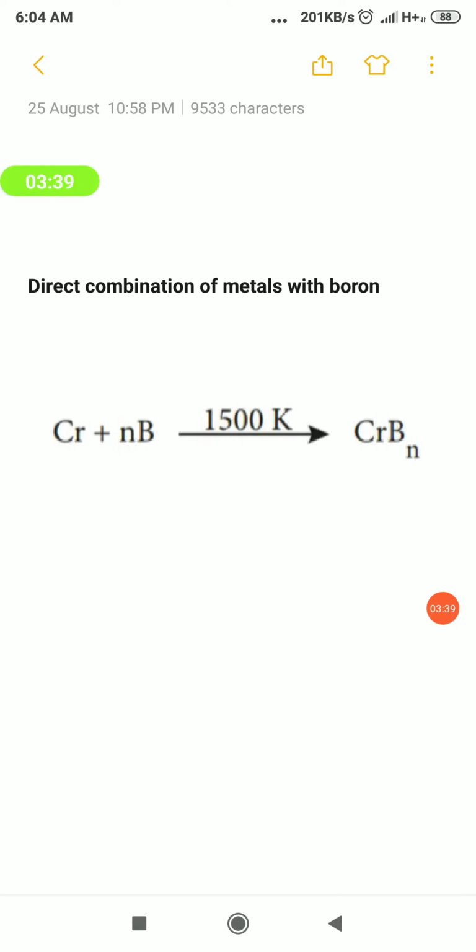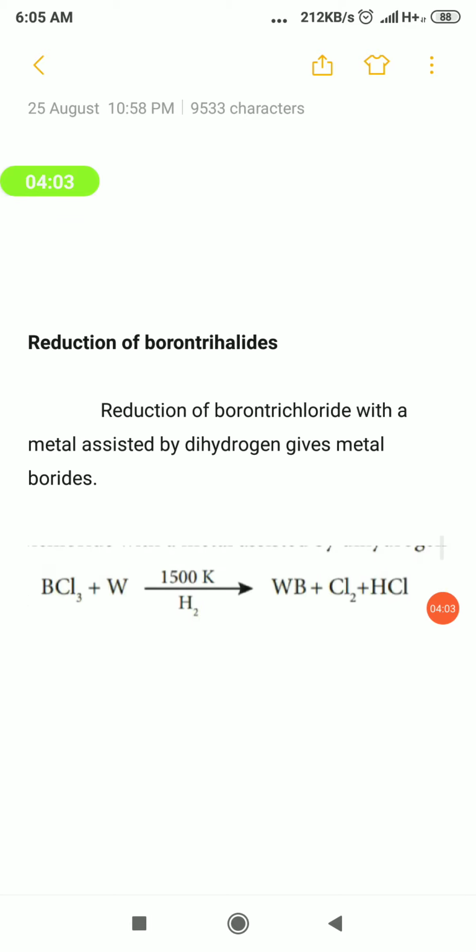An example is given: combination of chromium metal with boron. Chromium is a metal. When it combines with boron at a higher temperature, around 1500 Kelvin, we get chromium boride, CrB. So when a metal combines with boron, the resultant compound is a boride. An example is the reaction of chromium with boron given here. So the first chemical property, formation of borides, is over.